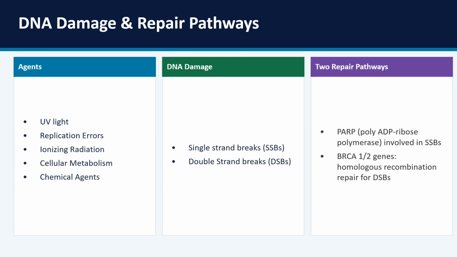As we all know, DNA damage can occur by UV light, replication errors, ionizing radiations, cellular metabolism and chemical agents. DNA damage can be single stranded breaks and double stranded breaks. Single stranded breaks are repaired by PARP, which is poly-ADP ribose polymerase, and double strand breaks are repaired by BRCA1 and BRCA2 genes through homologous recombination repair pathways.